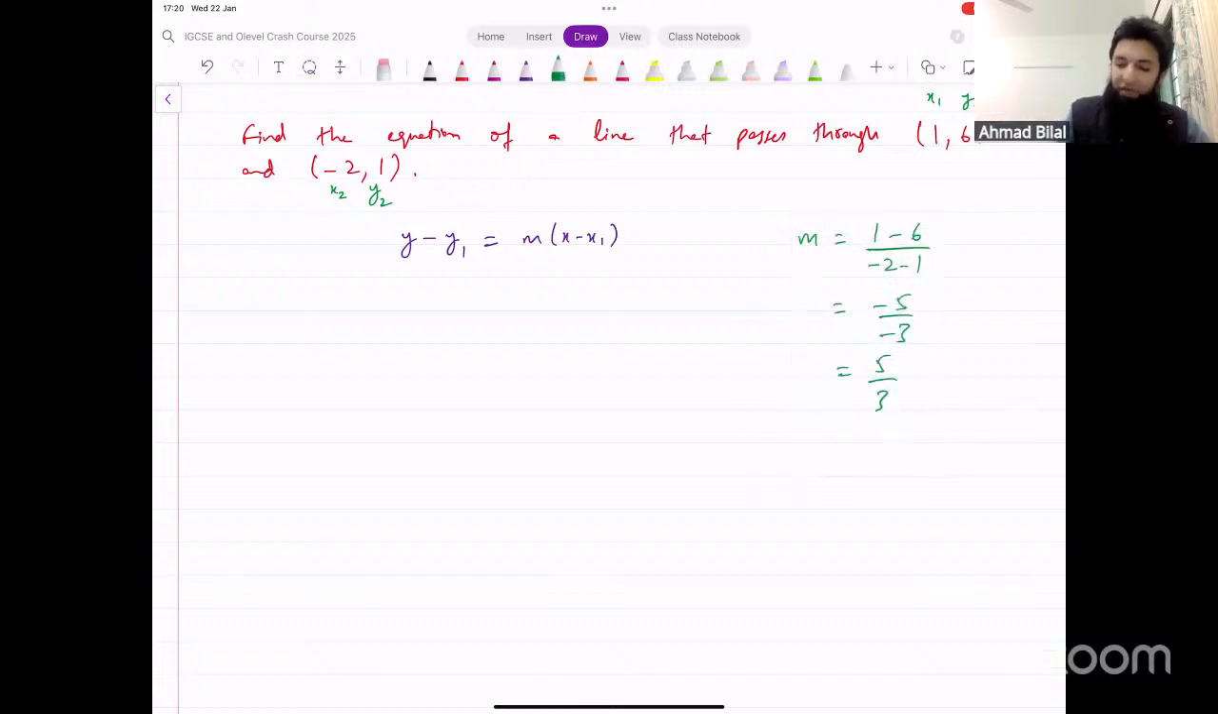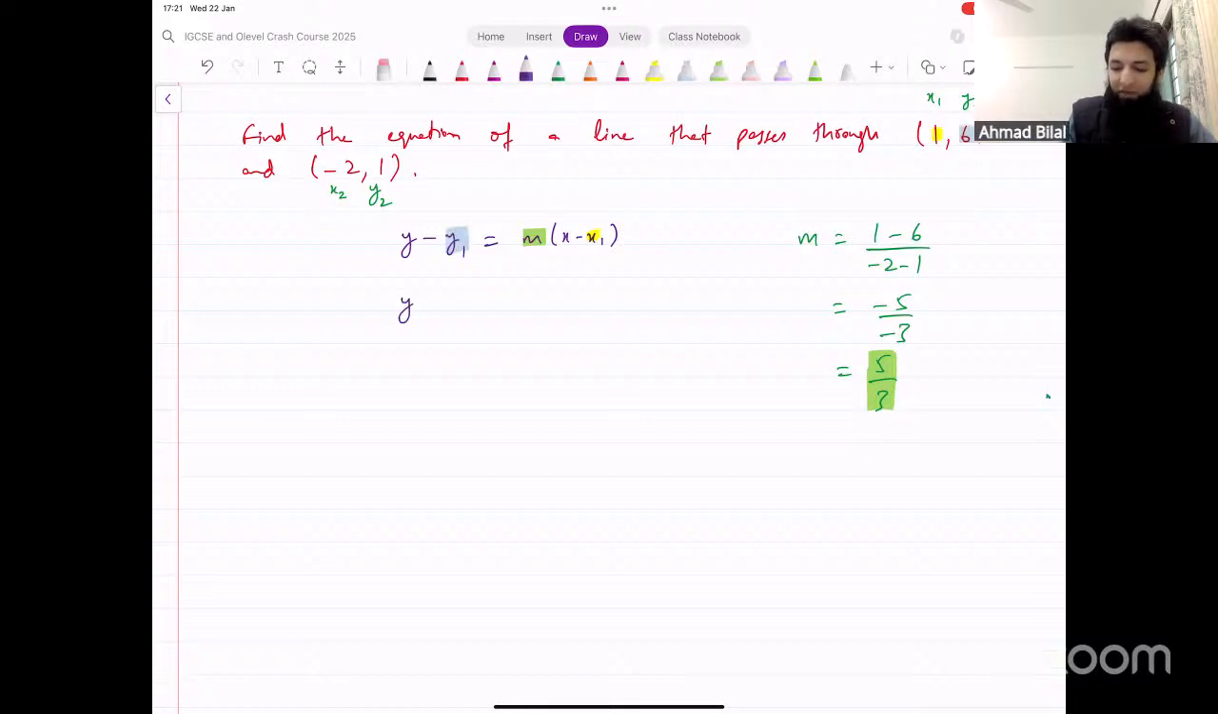Now, once we have the gradient, we can input that here in place of m. We can say m is 5 over 3. And then in place of x1, y1, we can input any one of the 2 points that we have. We can either put these two coordinates, or these 2 coordinates. Both of them are going to work. Any of them can be used. Let's use these, 1, 6, and see what we get. So in place of x1, we can put 1. In place of y1, we can put 6.